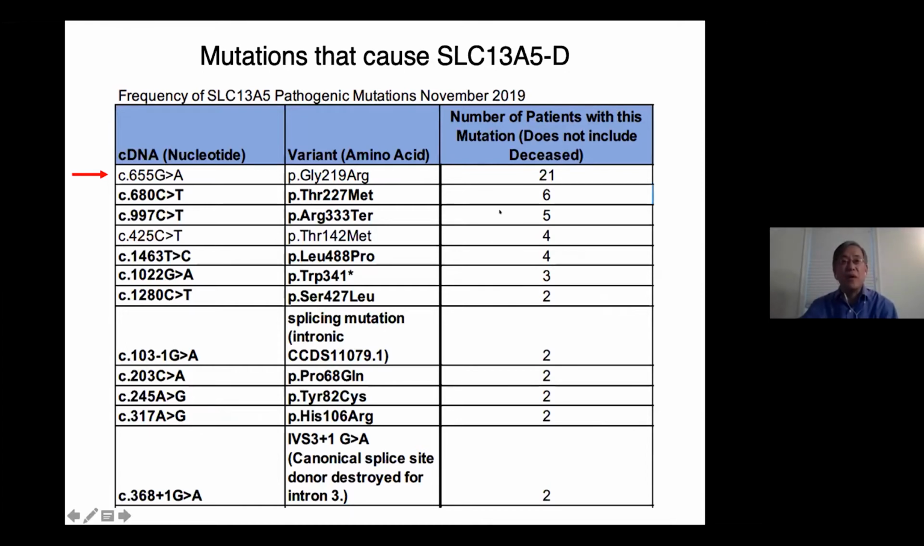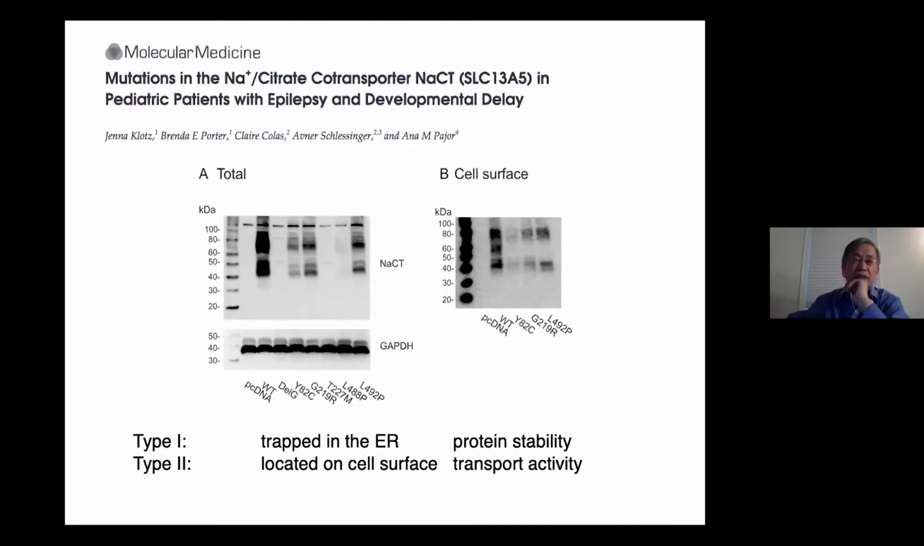And the most common one is the glycine 219 to arginine mutation. We are making efforts in the lab to understand how each of these mutations abolishes the NaCT transport activity and then causes the disease. All this started from a paper published by Pajor 3 years ago, where they observed the distribution of the expressed protein in the cell and on the cell surface.